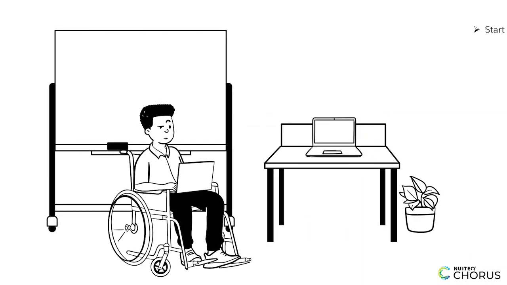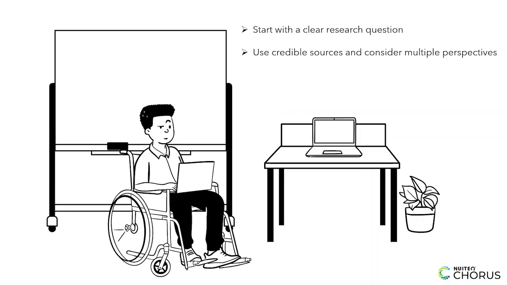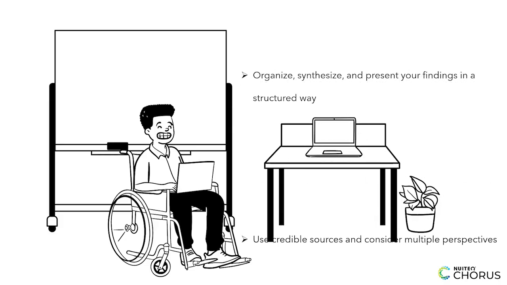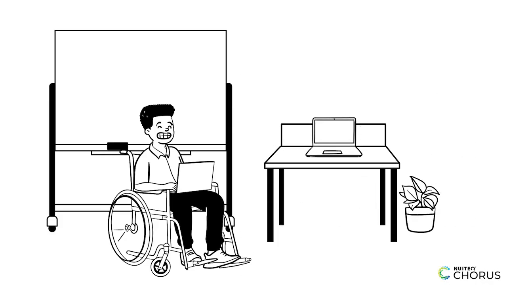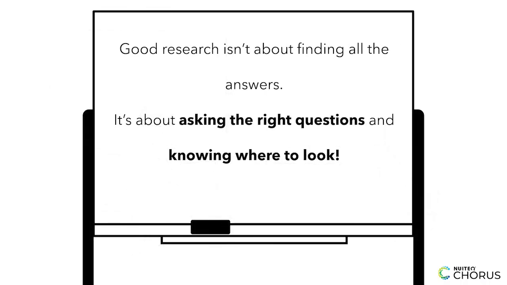Here's a quick recap. Start with a clear research question. Use credible sources and consider multiple perspectives. Organize, synthesize, and present your findings in a structured way. By mastering research skills, you can strengthen your writing, support your arguments, and even create real change in your community. Good research isn't about finding all the answers. It's about asking the right questions and knowing where to look.